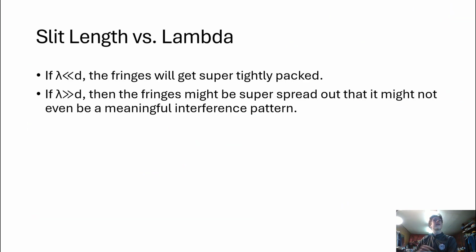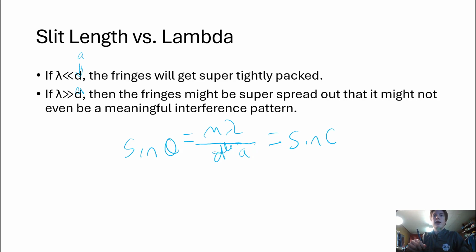And then one other thing is slit length versus lambda. If lambda is much less than the aperture, the fringes will get super tightly packed. This is because of a formula in our formula sheet. I think it's sine of theta is equal to m times lambda over d. Well, a better label would be A, since A is our aperture. I should have put A instead. So sine of theta is equal to m lambda over A.